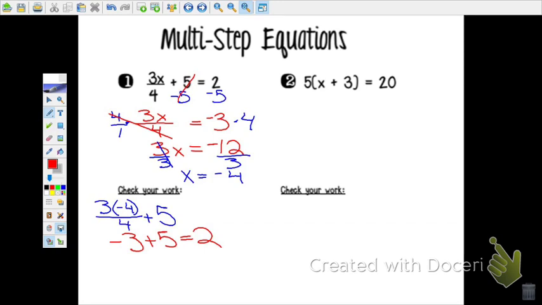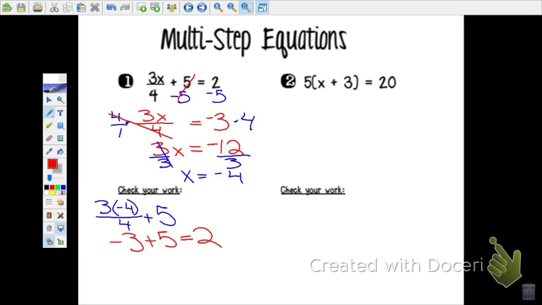If I would have made mistakes here, a common mistake would be losing that negative. If I had an answer of positive 4, when I check it, my fraction's going to give me a positive 3, and 3 plus 5 is 8, not 2. I would know I made a mistake and to go back and find that mistake.